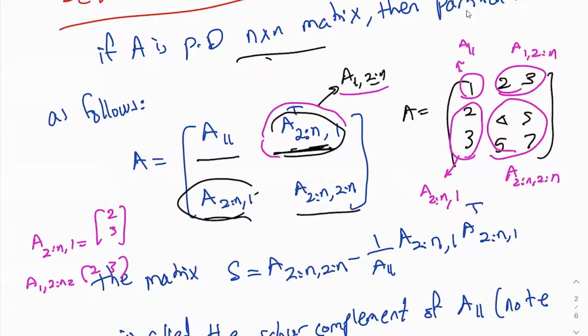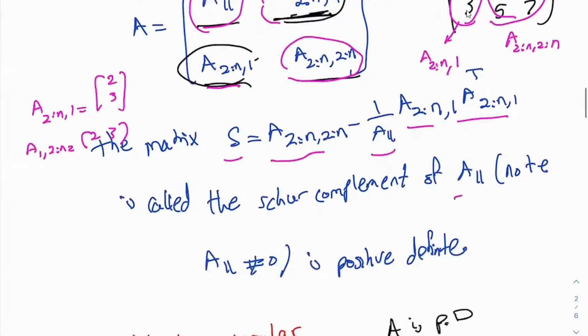Now, the matrix S, which is called the Schur complement of matrix A, S for Schur, is defined as A2 to N, comma 2 to N, minus 1 over A11. Remember, A11 is a scalar, so you can write 1 over that. But remember, we assume A is a positive definite matrix. Therefore, elements on the main diagonal are all positive, so this one is positive. So A11 times A2 to N, 1, times A1, 2 to N. This is called the Schur complement of matrix A.